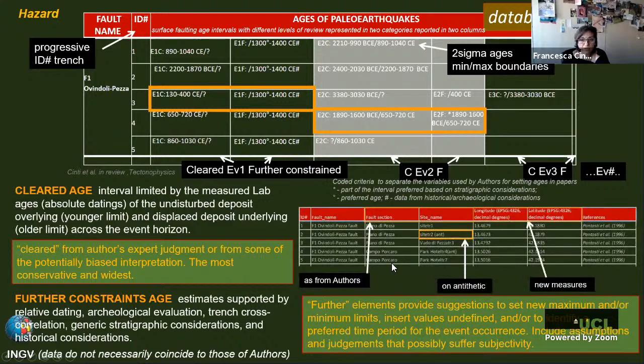The data set structure has also other parameters, for example, longitude and latitude of the single trench, new measures. And then also we point to the trench that was dug on the antithetic fault, for example.